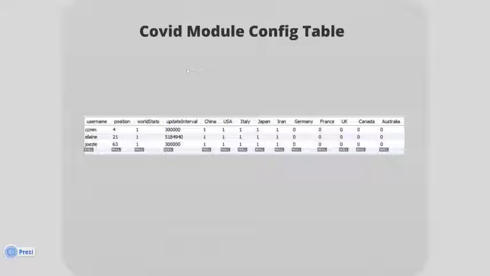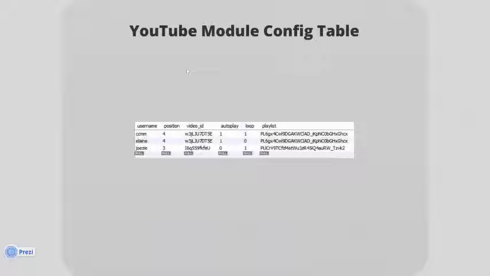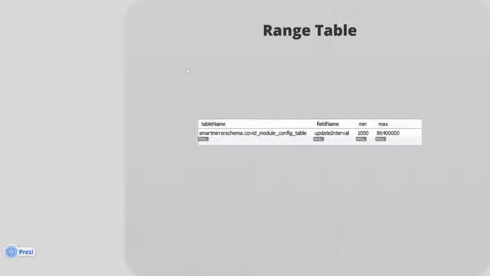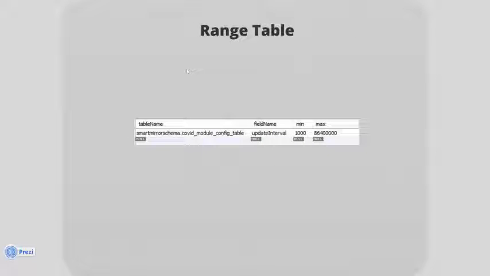The stock module config table stores position on the DIY mirror and stocks the user is interested in. Similarly, the COVID module config table also stores the position and several configurations of this module. Same as this table for the YouTube module. The last table is the range table, which stores the ranges of integer type fields. The reason why I set up this table is that on our Android app, I use seek bars where users should choose integer values within a given range.